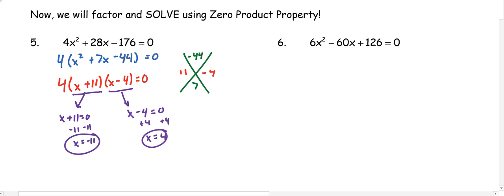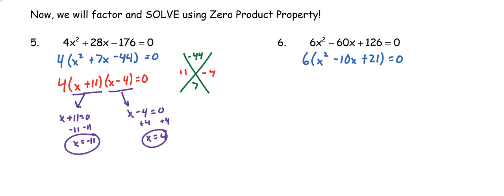Number 6, in order to solve this, I need to get it to be an x squared. So I know that 6x squared, I can take a 6 out of everything. So my GCF is going to be 6. So when I divide everything by 6, I get x squared minus 10x plus 21 equals 0. So now I'm going to have to factor.